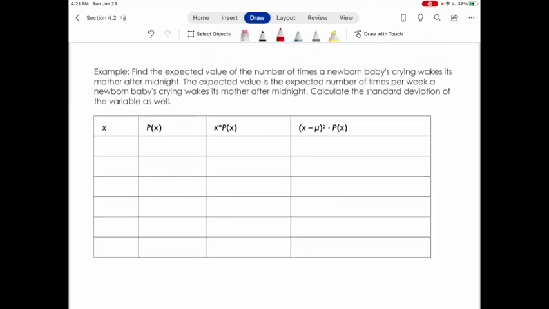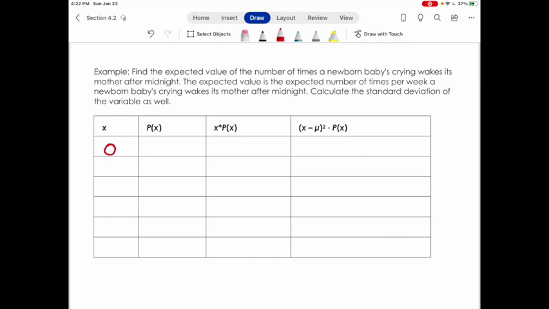Find the expected value of the number of times a newborn baby's crying wakes his mother after midnight. The expected value is the expected number of times per week a newborn baby's crying wakes his mother after midnight. We're going to also calculate the standard deviation. Now, I'm going to walk you through how to do all this by hand, but then after that, I'm going to actually show you how you can do this all on the calculator to save yourself the work and the arithmetic. But I definitely wanted to go through this a couple times with you so you can see where the numbers come from.